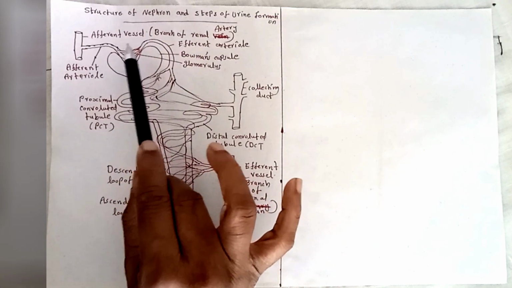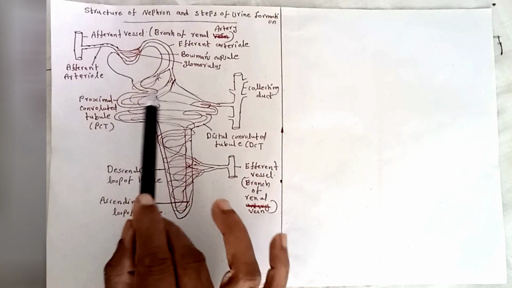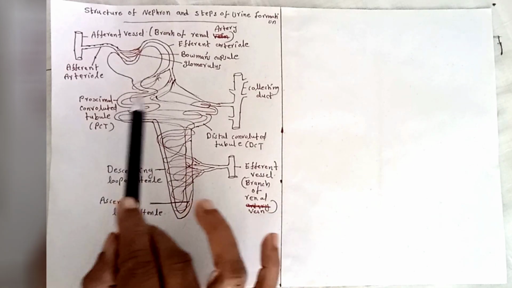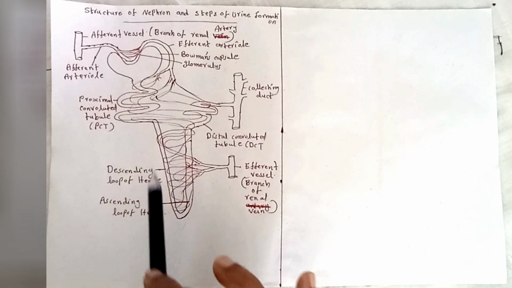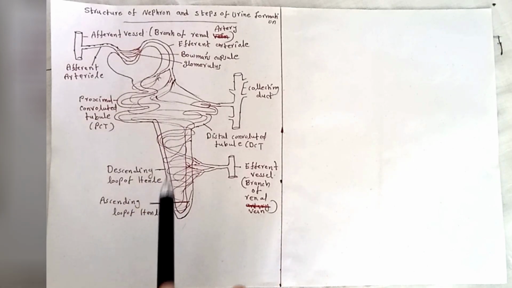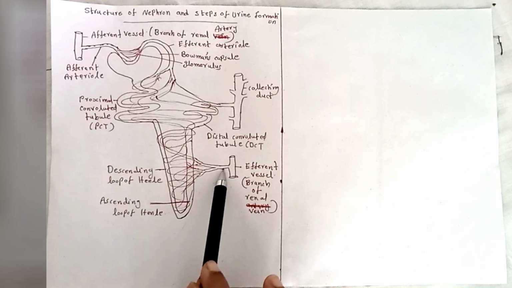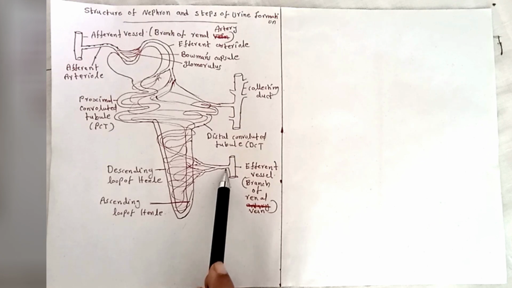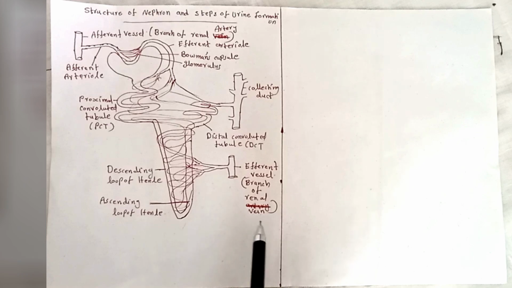The efferent arteriole comes out from the Bowman's capsule and again branches to form a detailed blood capillary network. This blood capillary network connects all over the PCT, DCT and Henle's loop. Then they join to form a common blood tubule, and this blood tubule is connected to the efferent vessel. The efferent vessel is a branch of the renal vein.